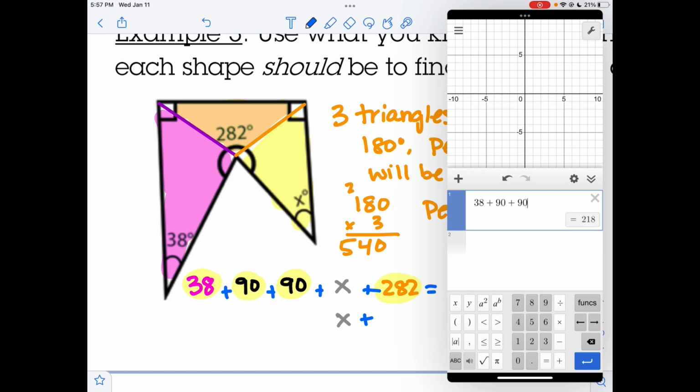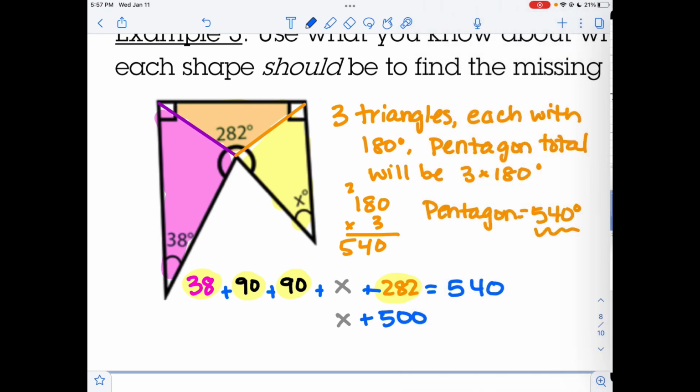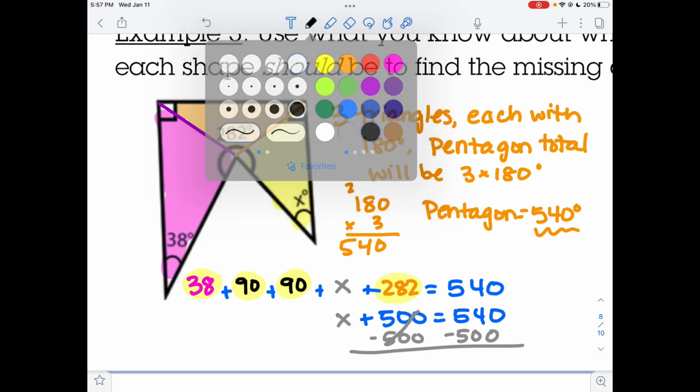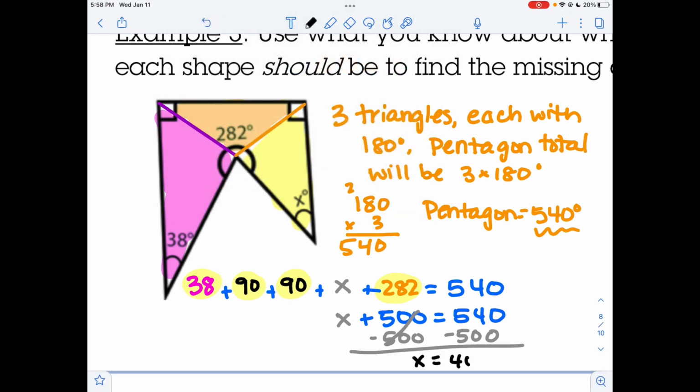So 38 plus 90 plus 90 plus 282. Our like terms come up to 500. So x plus 500 does have to equal 540. Many of you will see where we're going already with this, but we're going to subtract 500 from both sides, and we're left with x equals 40. So there you go. That was solving the problem.